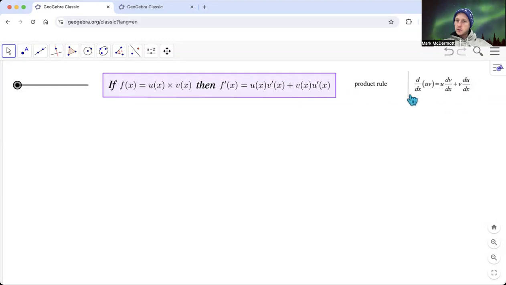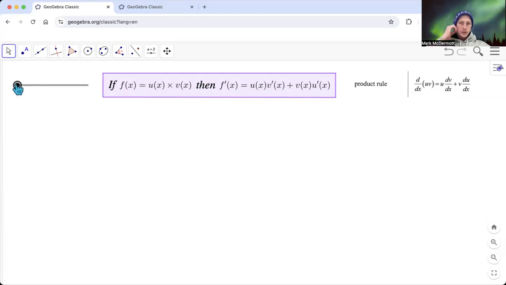So you need to be familiar with this, the way it's written here. It's basically saying u and v are both functions. So the derivative of u times v is equal to u dv/dx plus v du/dx. Same thing. I'm just going to use this notation because it's a bit neater when we do everything.